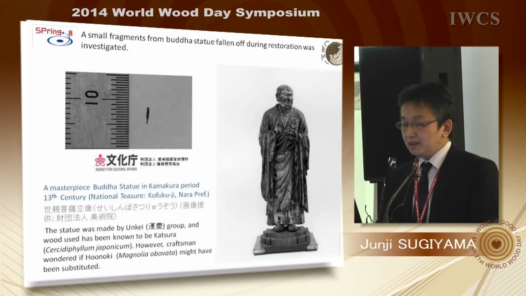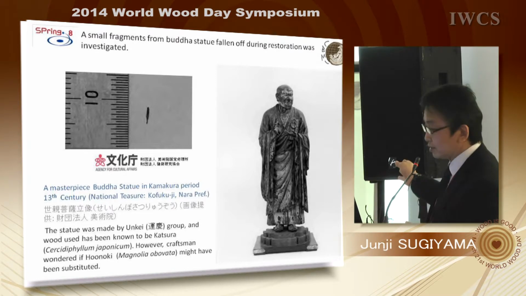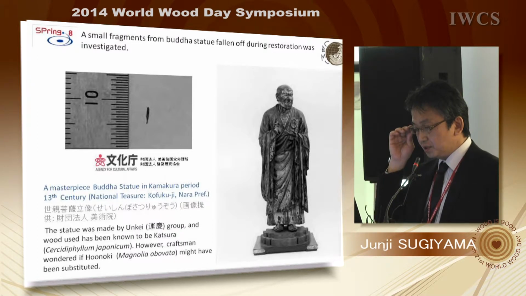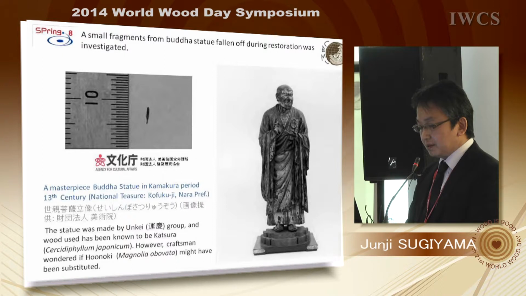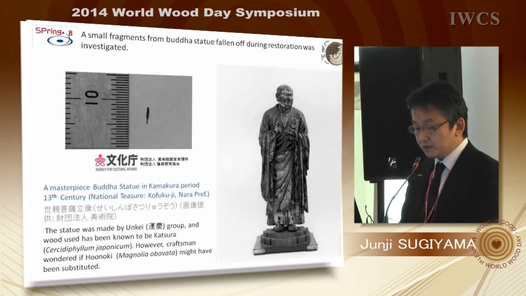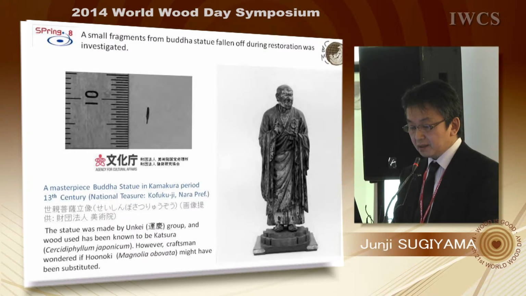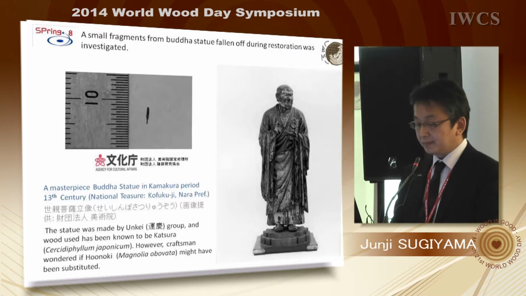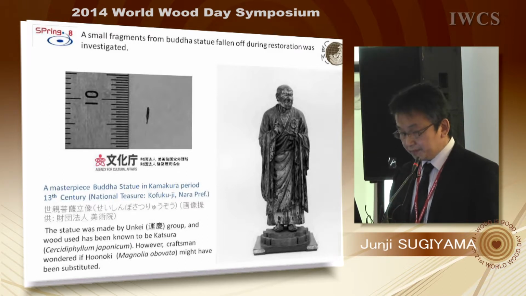Here we are. This is the statue standing on your right-hand side. It is a masterpiece Buddha statue constructed in the 13th century, Kamakura period, made by the Unkei group, a famous carpenters' group. According to the literature, this statue was made of either Cercidiphyllum japonicum, which is Katsura, or Magnolia. But there was no scientific evidence for it.